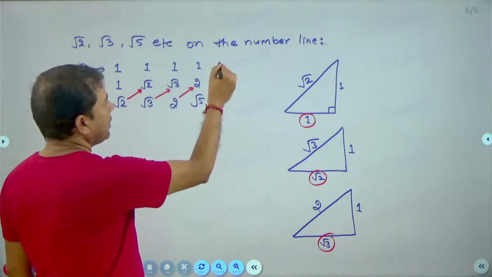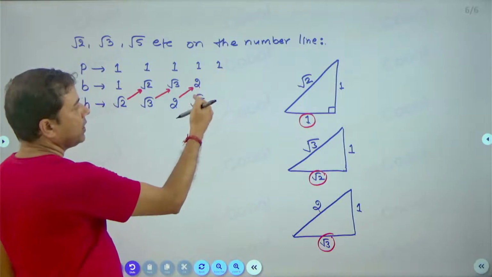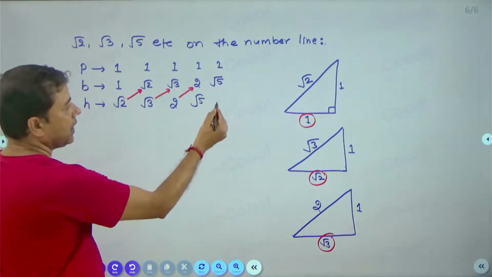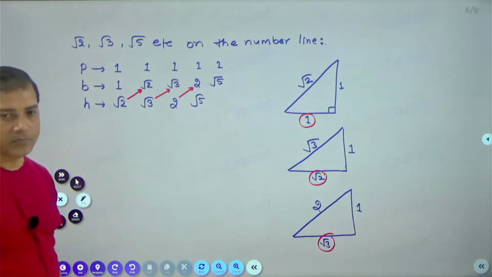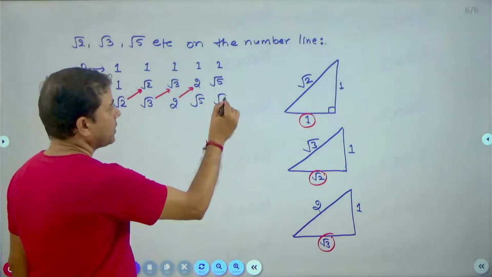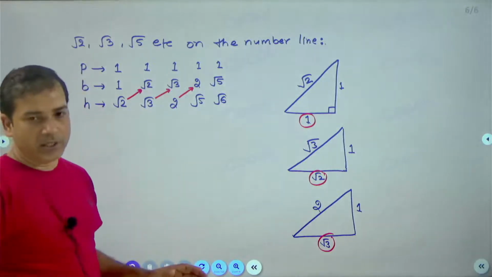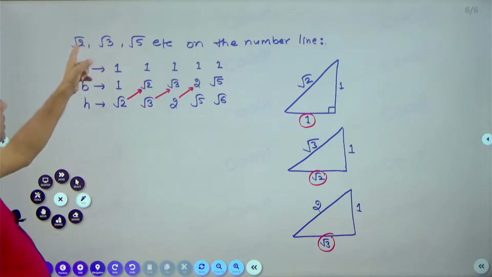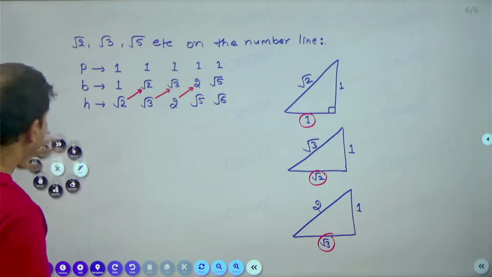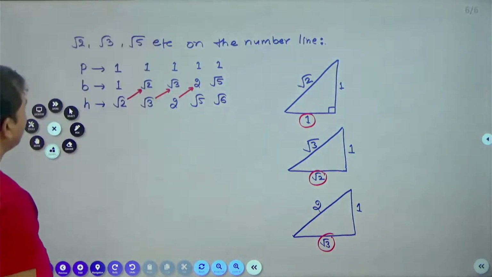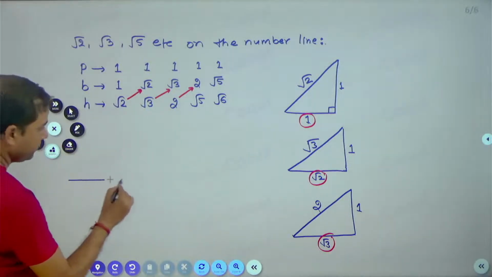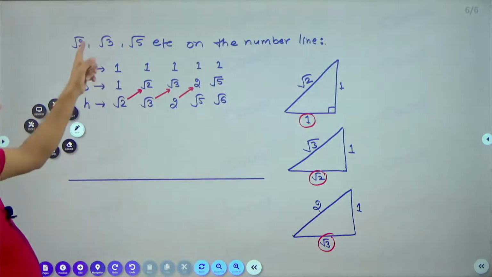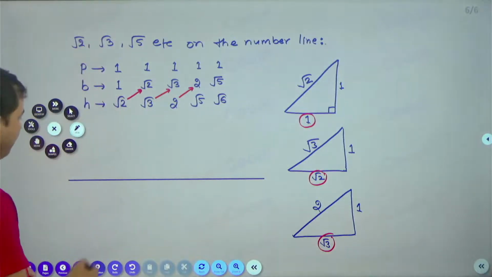Again, if we continue 1 unit perpendicular, root 5 unit base, then the hypotenuse? Root 6. Root 6, exactly. So this is the pattern. Now the question is how to use this pattern, because our motto is to show these numbers on the number line. So now let's draw a number line. I'm going to show root 2 on the number line.